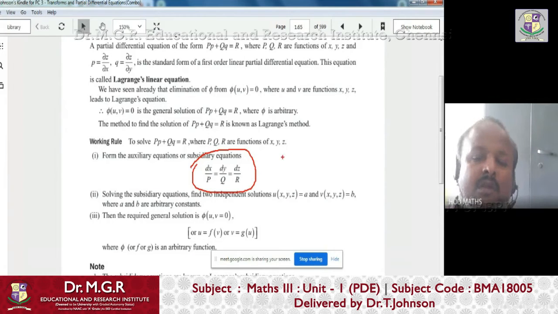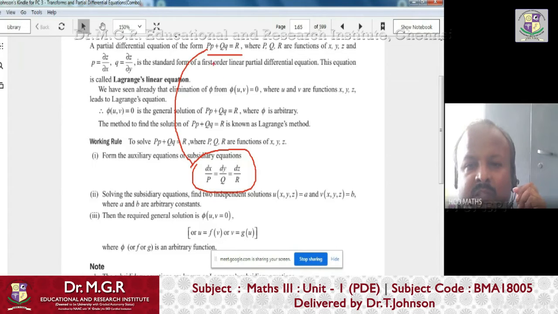Your work is to solve the simultaneous equations, right? There is a procedure for why we are doing it like this, but for your level it's not needed. So whenever you identify that the PDE is of the form Pp plus Qq equals R, then you have to transform it into this.